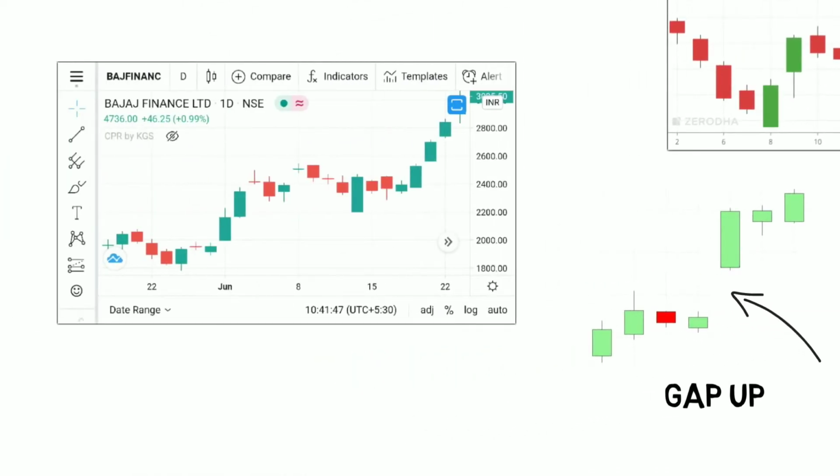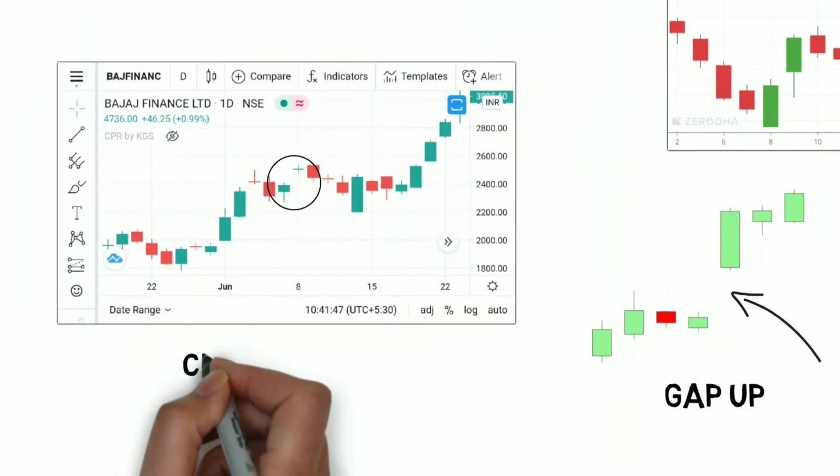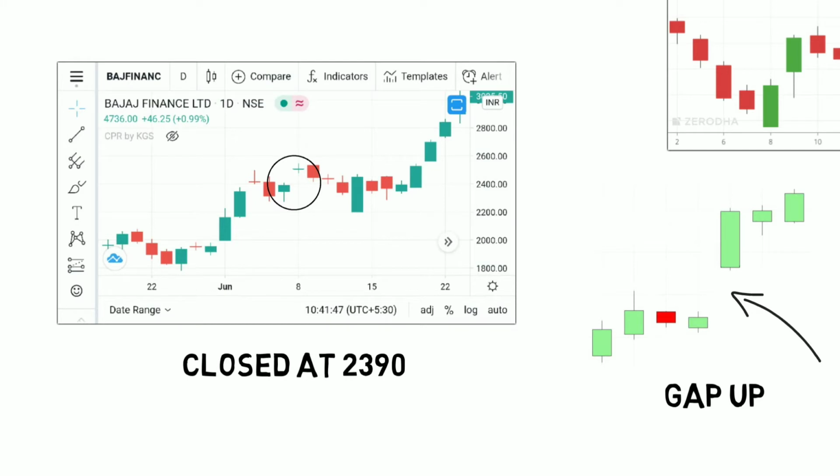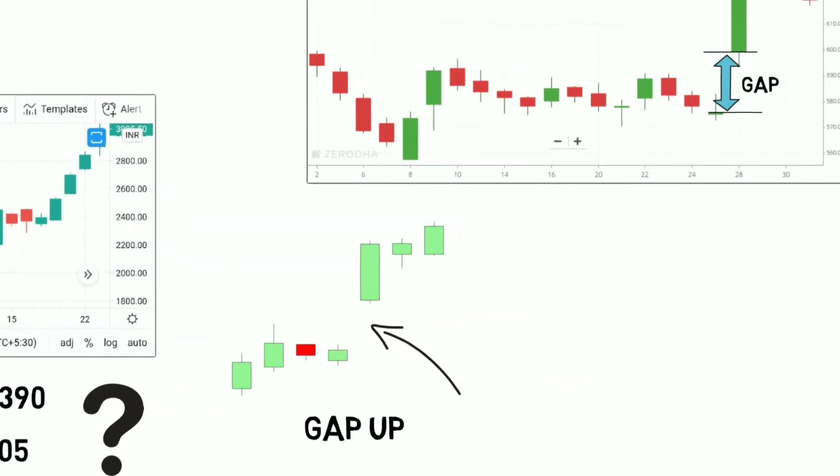This is the daily chart of Bajaj Finance, and here this is the gap up. It closed at 2390 and on the next day it opens at 2505. But why does this happen? It happens when the buyers are willing to buy the stock at a higher price. So it signifies the buyers are enthusiastic, which means it's a bullish signal.